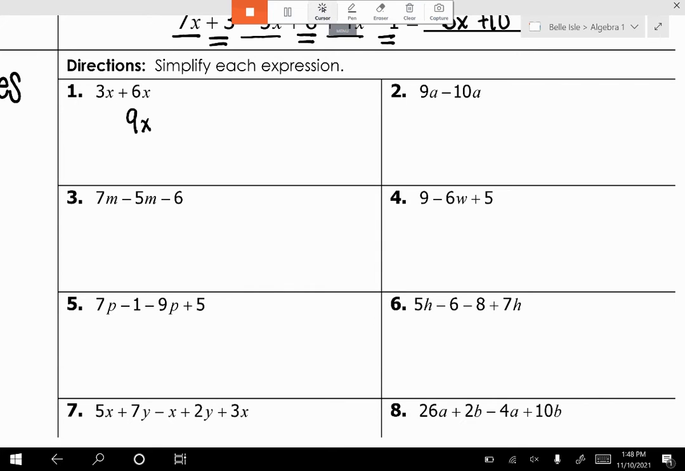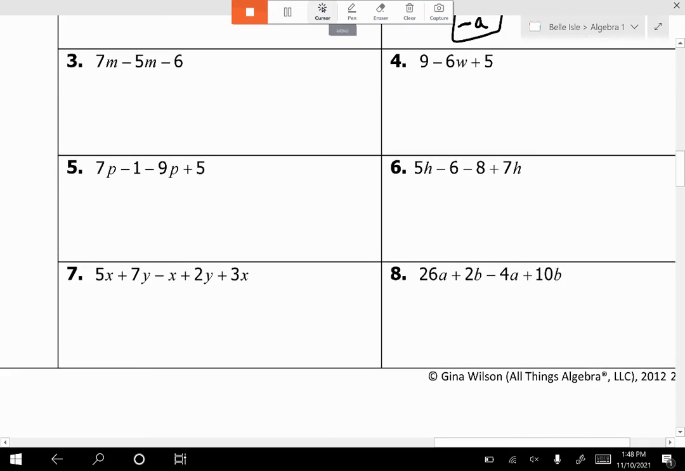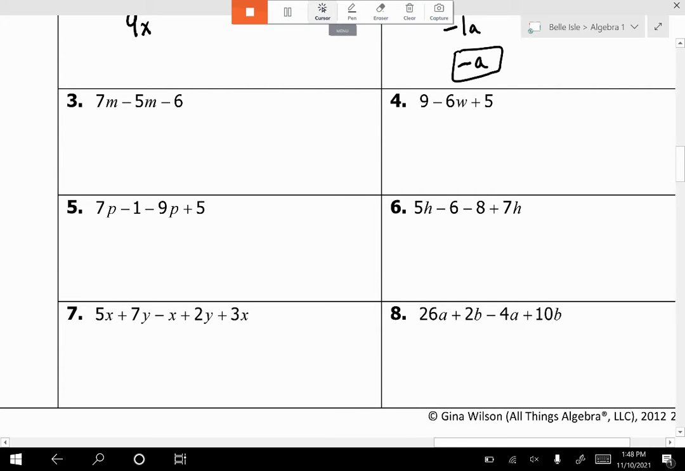Number 2, 9a minus 10a. Negative. Okay, you can put -1a. I would not count it wrong, but you will never see that on an end of the year exam. You will see it written as just -a. Please do the rest of these on your own. Do 3, 5, and 7.